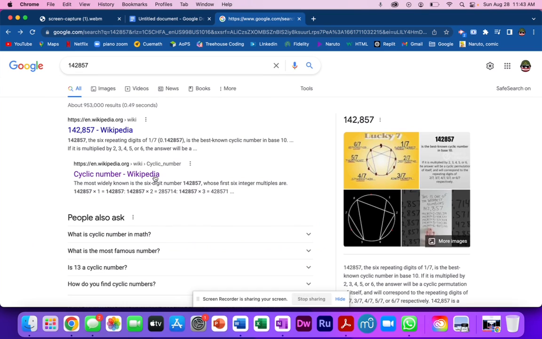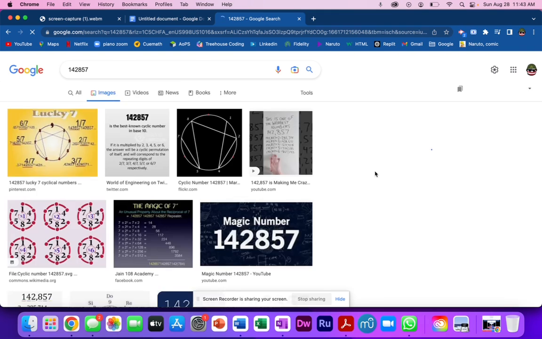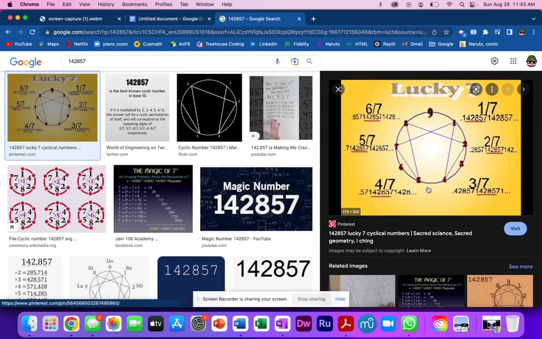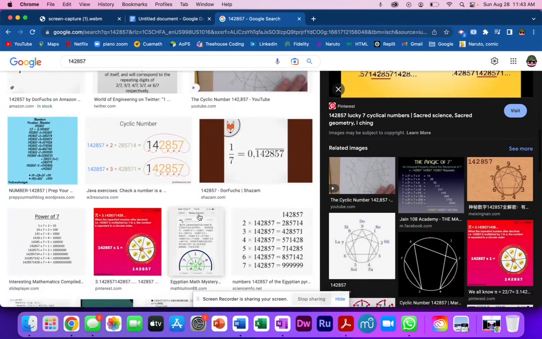It's a very cool number, and it's also 1 divided by 7. So yeah, it's pretty easy. It's a very cool cyclic number. You can search it up online too.